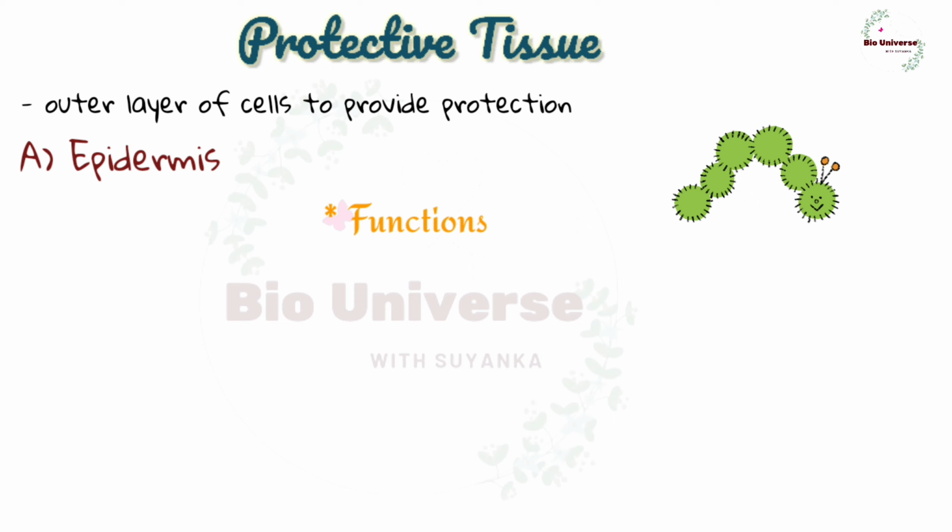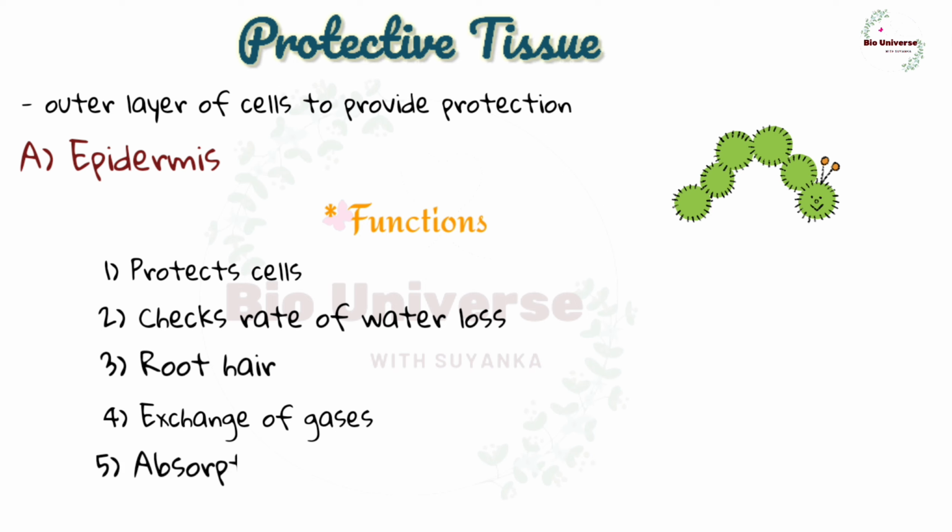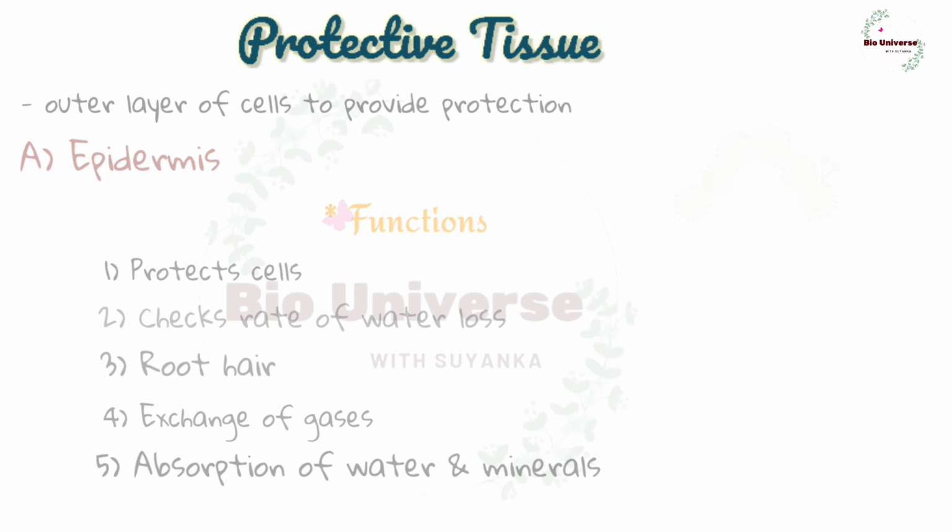Functions of epidermis. Epidermis is the outer protective layer of the plant that prevents entry of pathogens and pests. By presence of cuticle, it checks the rate of water loss. Occurrence of epidermal hair produces an insulating stationary layer of air. They regulate exchange of gases by stomata. Epiblema of the root, along with its root hairs, takes part in absorption of water and minerals.